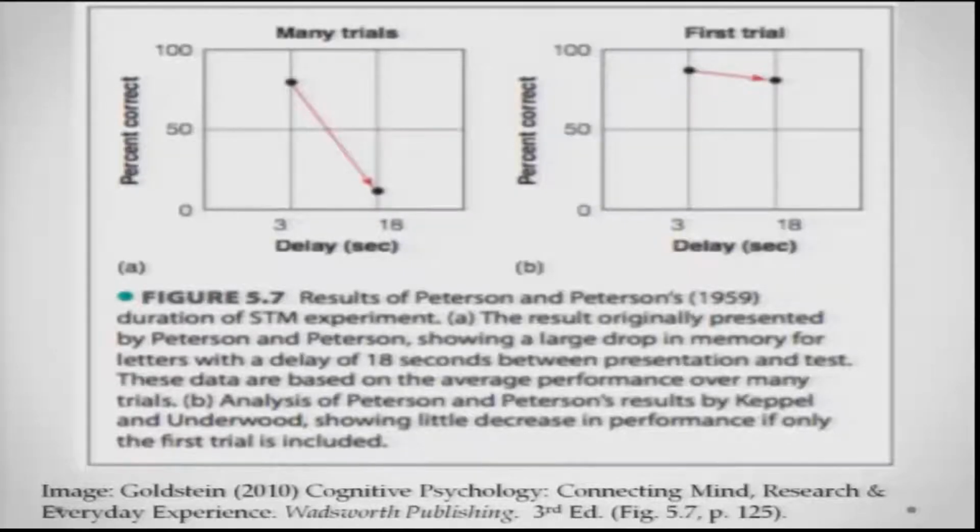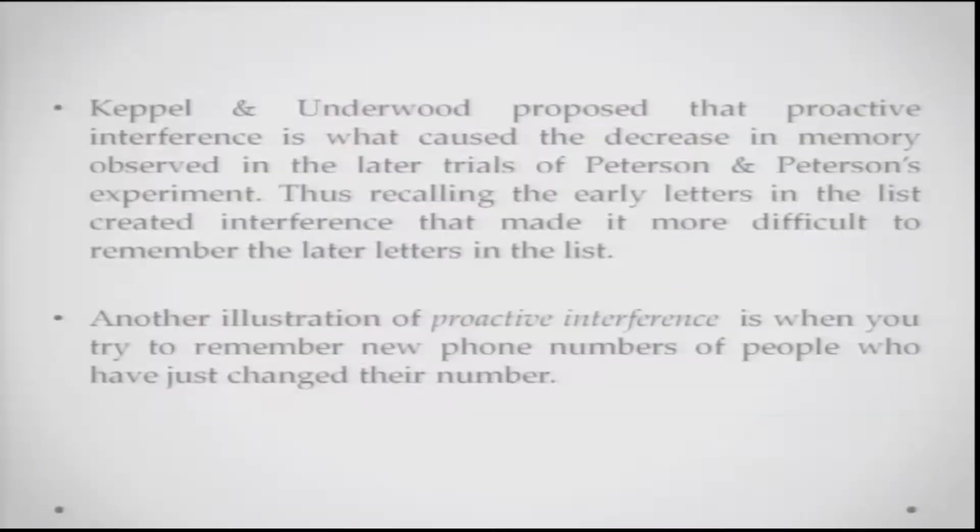Here you can see the results. If you see the 3-second delay and the 18-second delay on all the trials, the performance dips significantly. But if you take just the first trial, you see that even on the 18-second delay, the performance does not veer off very significantly. Keppel and Underwood proposed that proactive interference caused the decrease in memory observed in the later trials of Peterson and Peterson's experiment. Thus, recalling the early letters in the list created interference that made it more difficult to recall the later letters.